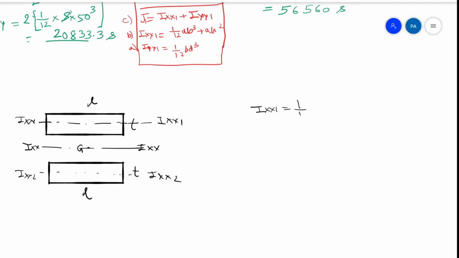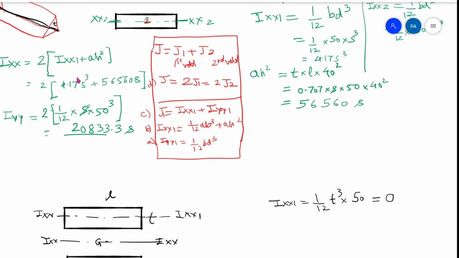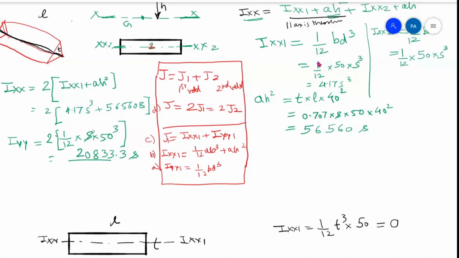Ixx1 is equal to 1 by 12 perpendicular cube. Perpendicular cube means cube of what? T cube into 50. Okay. Now this is equal to 0. This we can take as 0. Because see, if I take it 0, this calculation gets reduced.